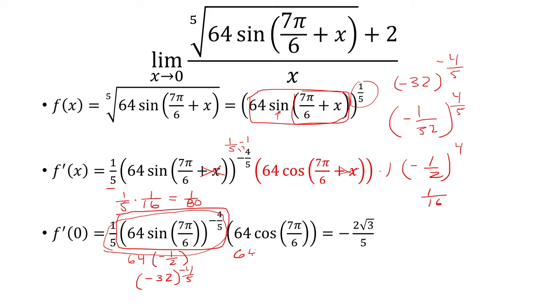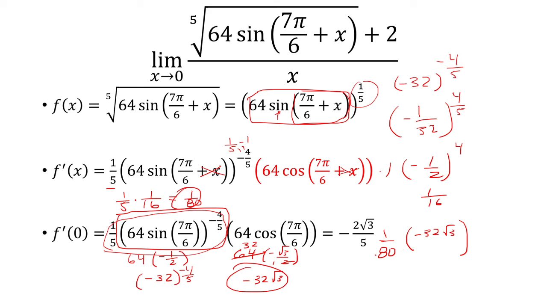Next here, cosine of 7 pi over 6 is negative root 3 over 2. 64 over 2 is just 32 over 1. So that's negative 32 root 3. And now I just need to multiply 1 over 80 with negative 32 root 3. The 80 and the 32 will cancel. Well, if we divide both of them by 16, we'll get 2 and 5. And that's how we get negative 2 root 3 over 5. And that is our limit.